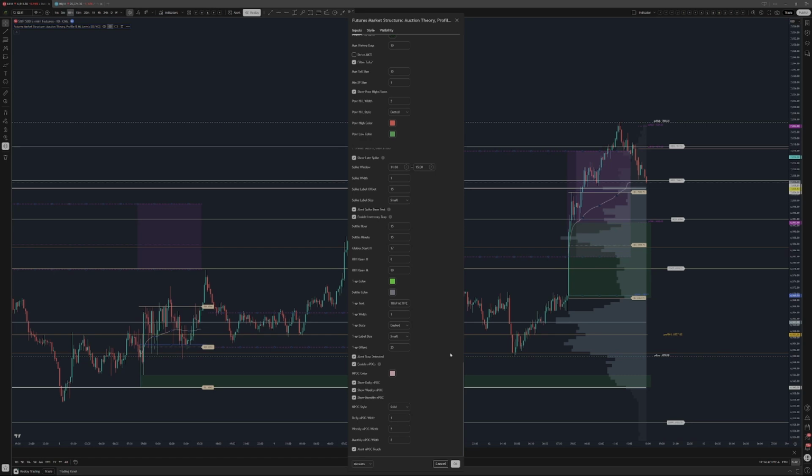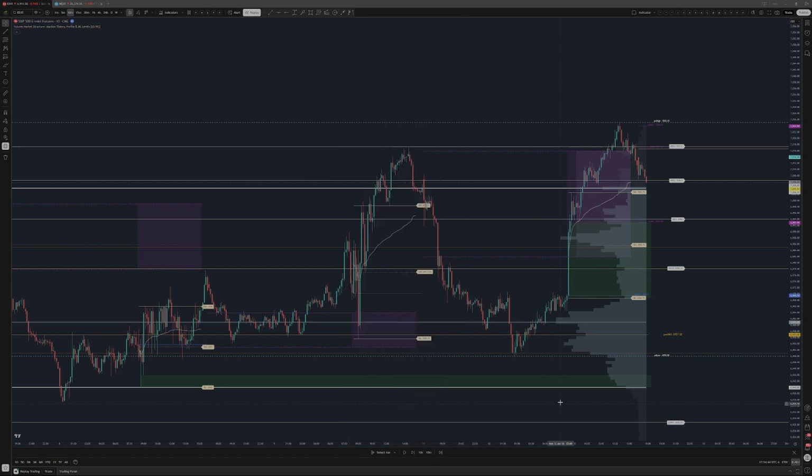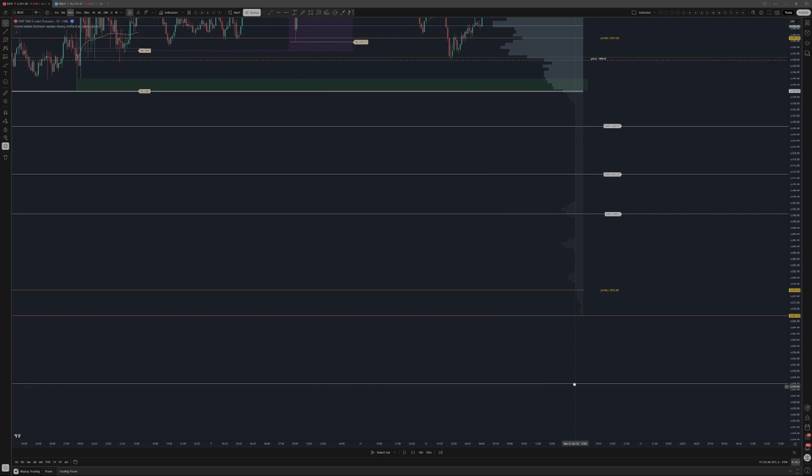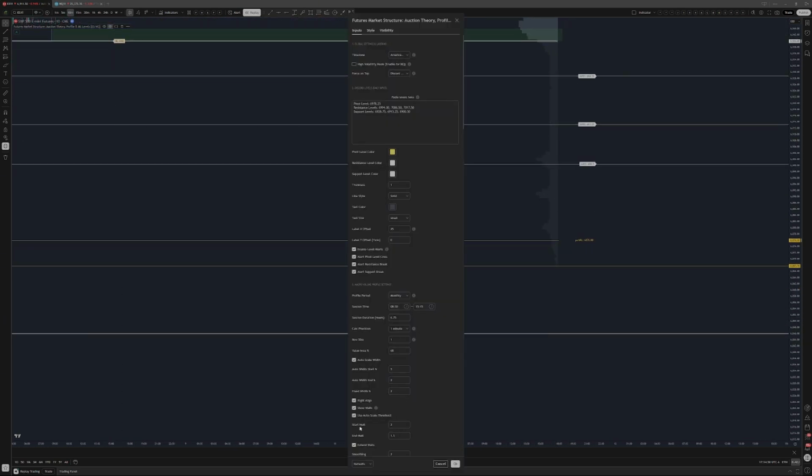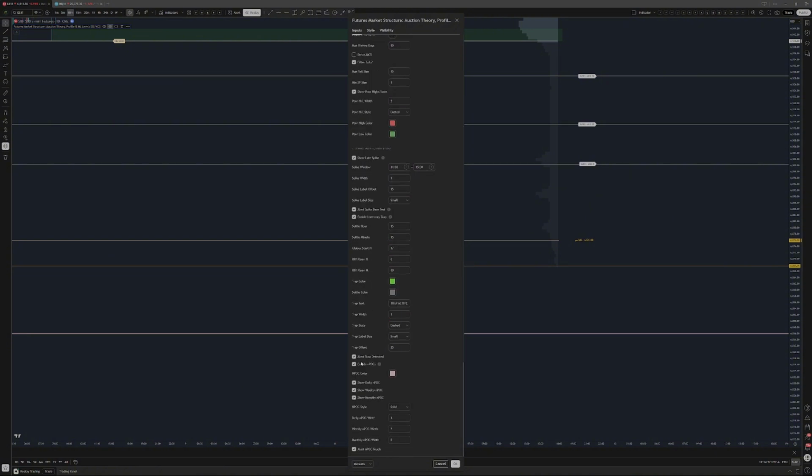Naked POCs. These are points of control from previous days, weeks, and months that have never been touched. Because they represent untested value, they act as long-term magnets for price.